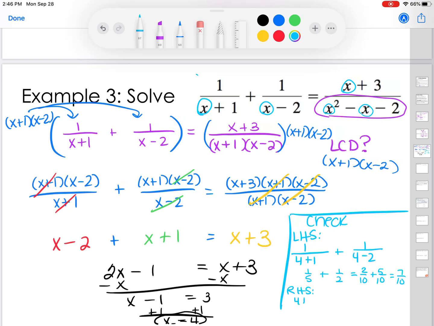All right, that's going to be a 4 plus 3. There's that 7, that's looking good. Over 4 squared minus 4 minus 2. All right, our numerator is 7. Our denominator, that's 16 minus 4 minus 2. So that's going to give me 16 minus 4, which is 12, minus another 2, 7 over 10. Awesome. They match up. So x equals 4 is definitely the correct answer. I'm in good shape. There's my little check mark that I'm all good.